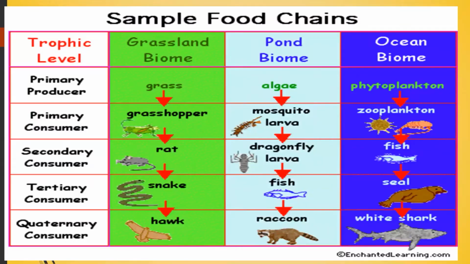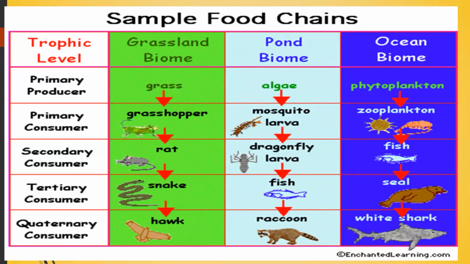Here, different examples of food chains are shown. Each level in a food chain is called a trophic level. Here are some levels: primary producers, primary consumers, secondary consumers, tertiary consumers, and quaternary consumers. There are different examples you can see in this diagram.